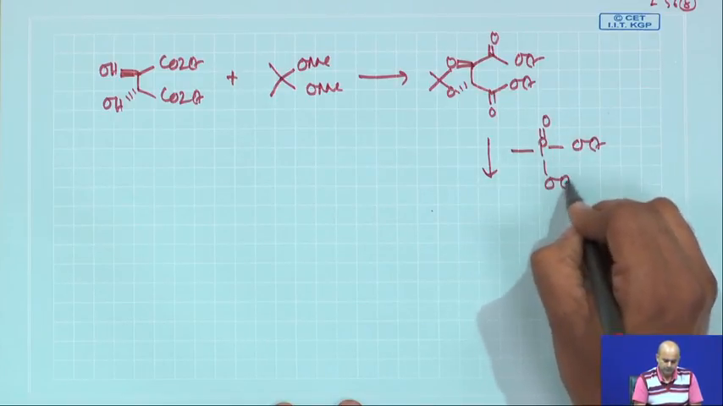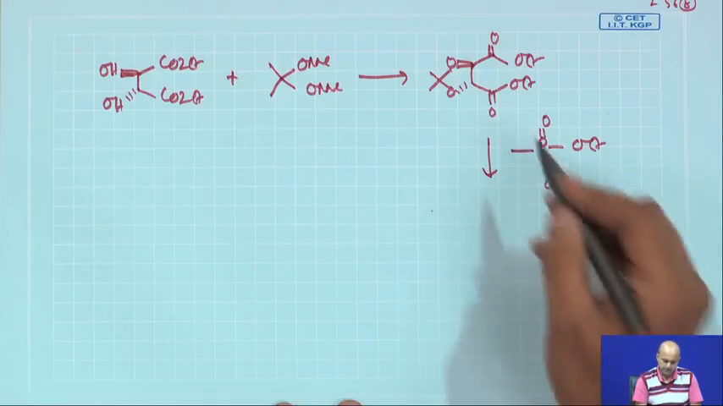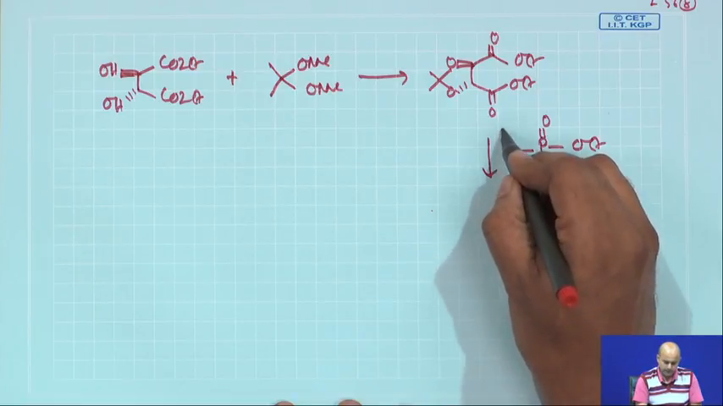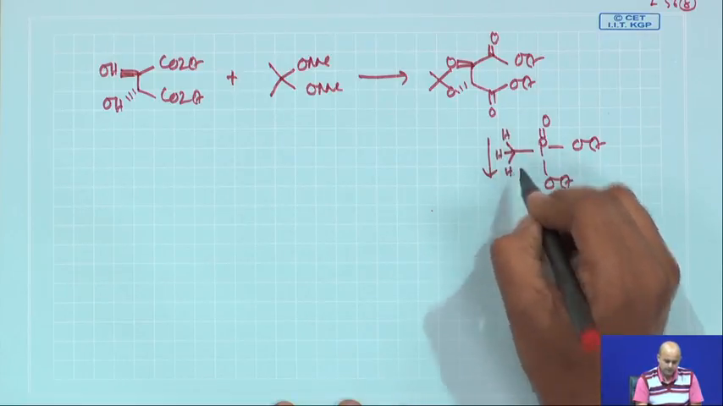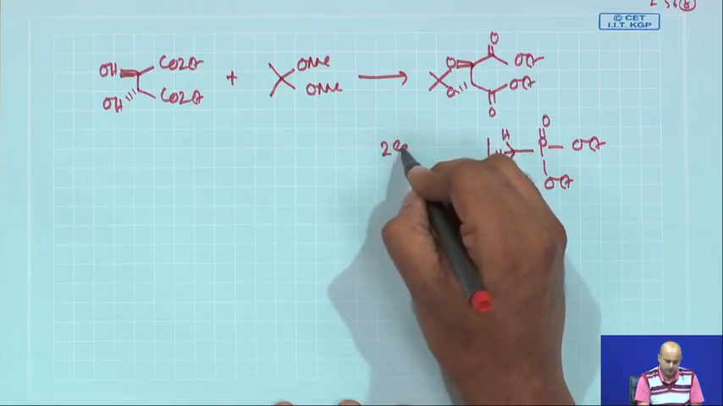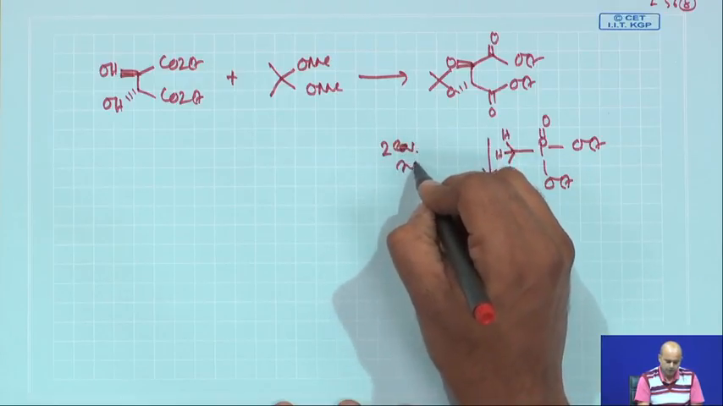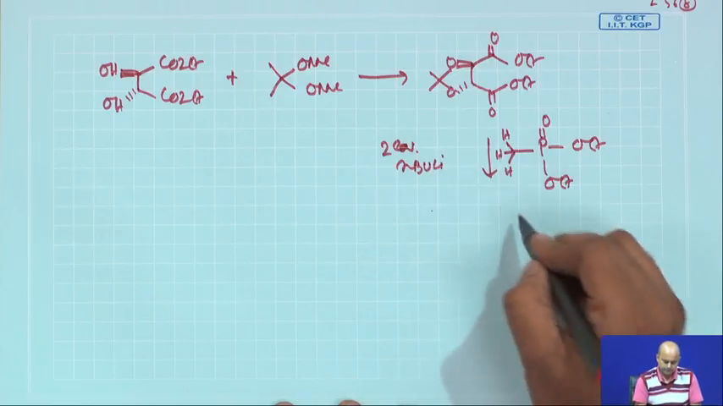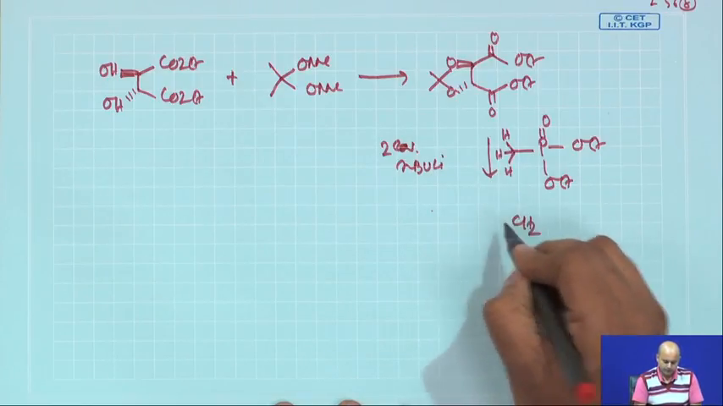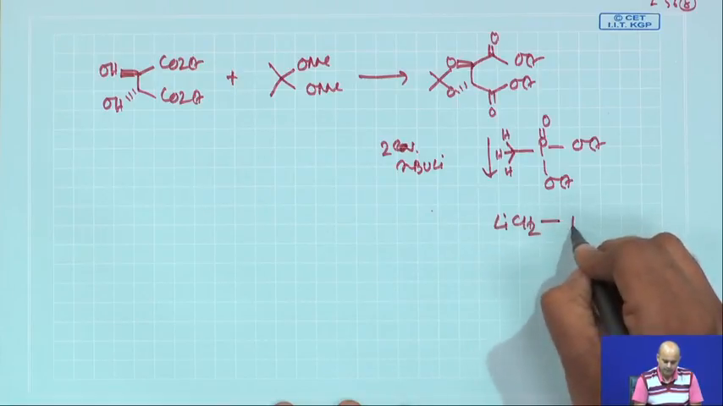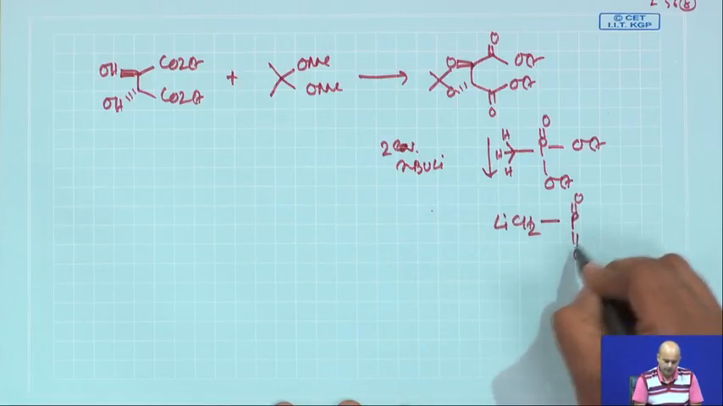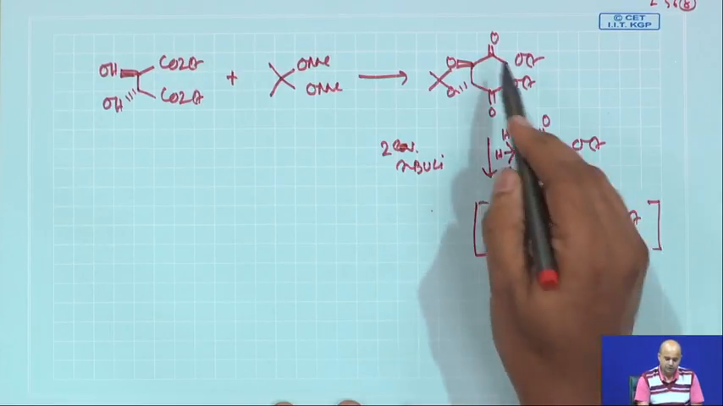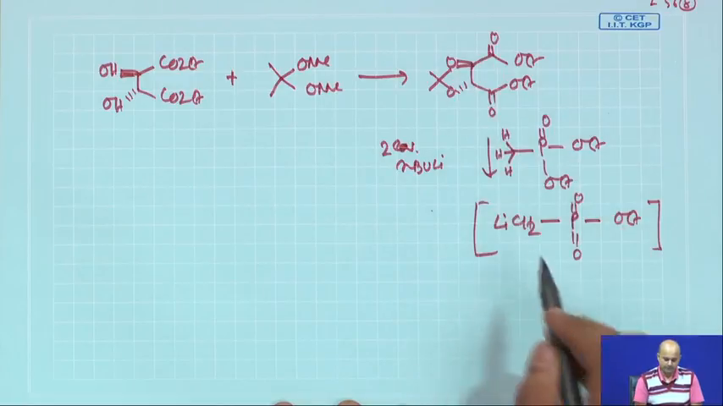Now, methyl phosphonates are commercially available, and you can easily make them. These hydrogens are extremely acidic. You can basically react with 2 equivalents of n-butyllithium to generate the corresponding phosphonate anion, CH2Li, as a nucleophile and react with this ester group of this tartrate.